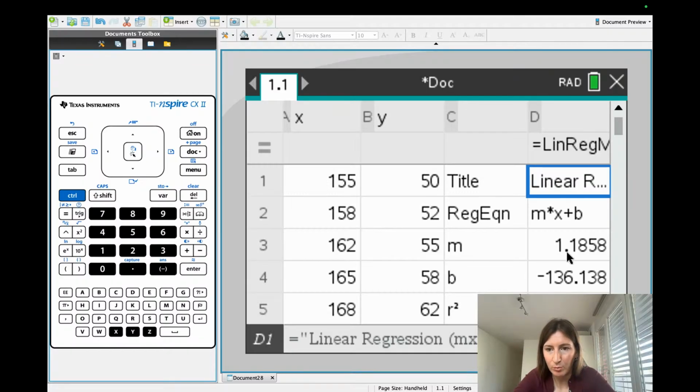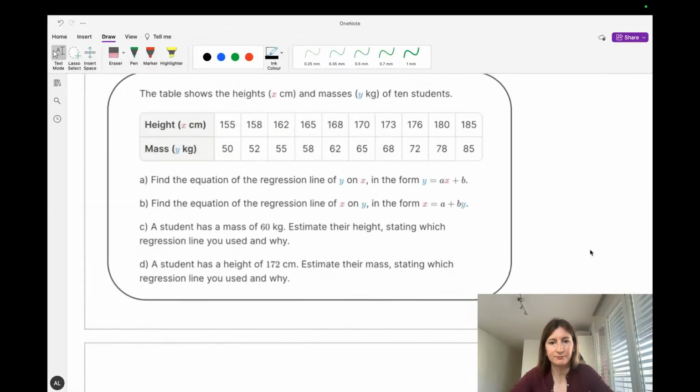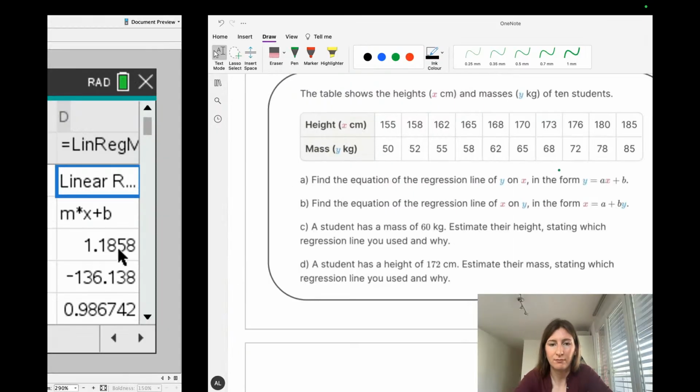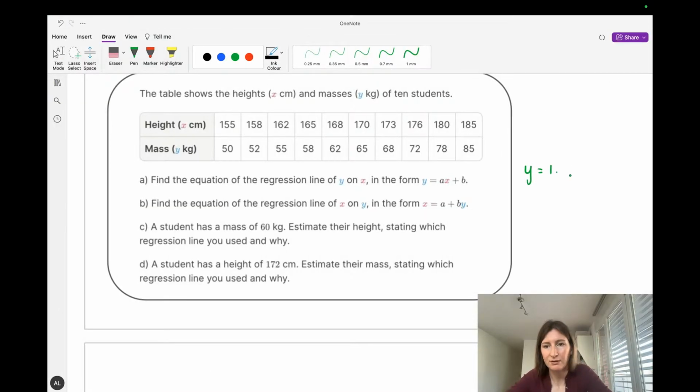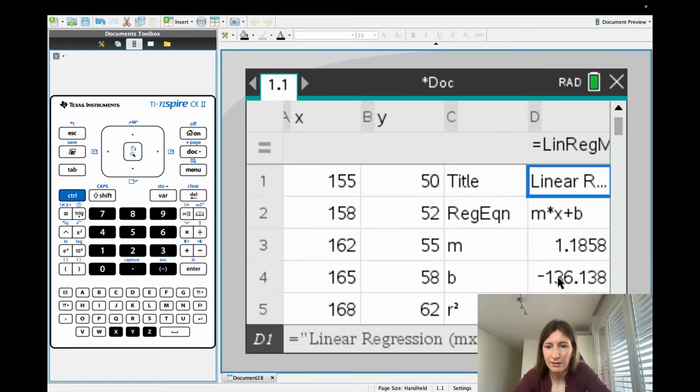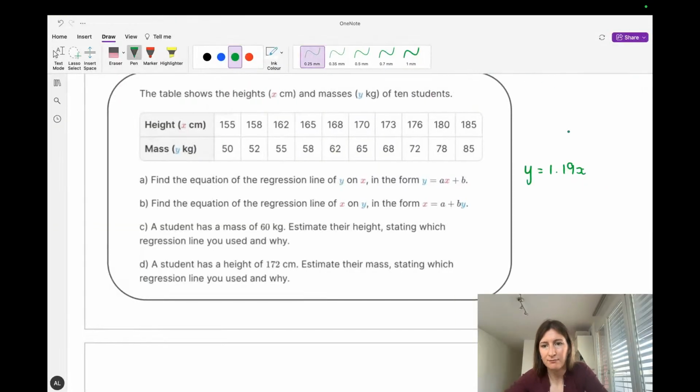So we have M is 1.19. So for this one, 1.19, 3 significant figures. And B was minus 136. Once you have this line, you can use these values to find your X values. So it's okay to round at this point. All right, there we have it. For the regression line X on Y.